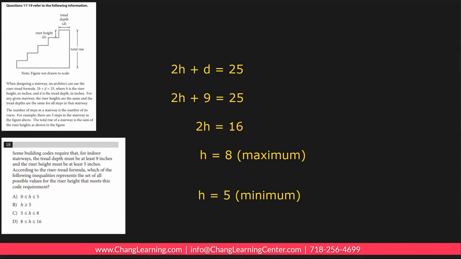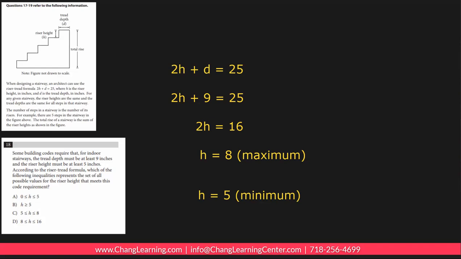Question 18. Some building codes require that for indoor stairways, the tread depth must be at least 9 inches, and the riser height must be at least 5 inches. According to the riser tread formula, which of the following inequalities represents a set of all possible values for riser height that meets this requirement?